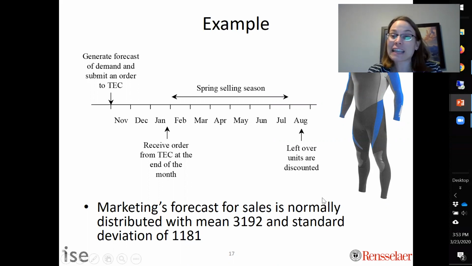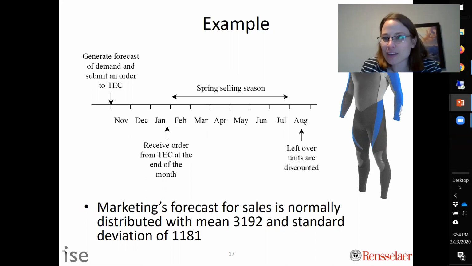And so for us to get those wetsuits, we have to forecast demand early on, like in October. And then it takes a couple months for our supplier to deliver this year's new wetsuits. And so you receive them in, let's say, end of January, and then you have the selling season. And then at the end of the summer, you close up your shop and you go on vacation for winter.